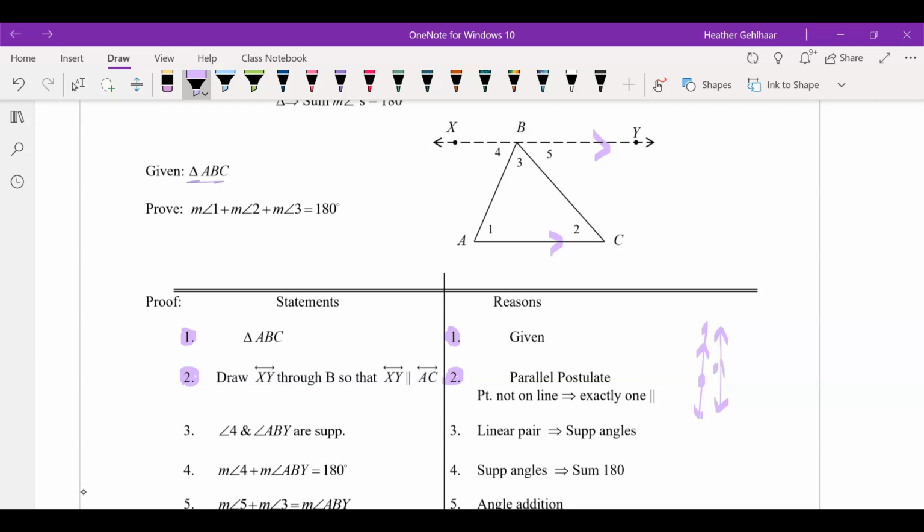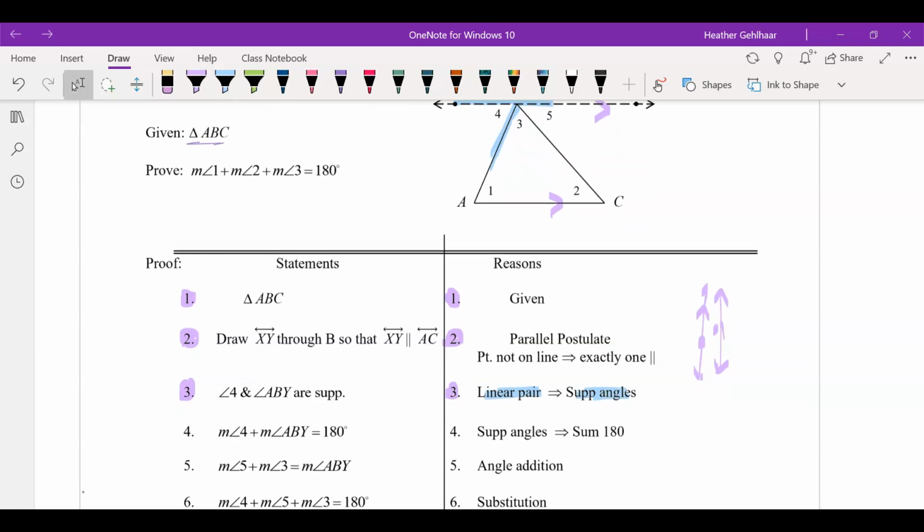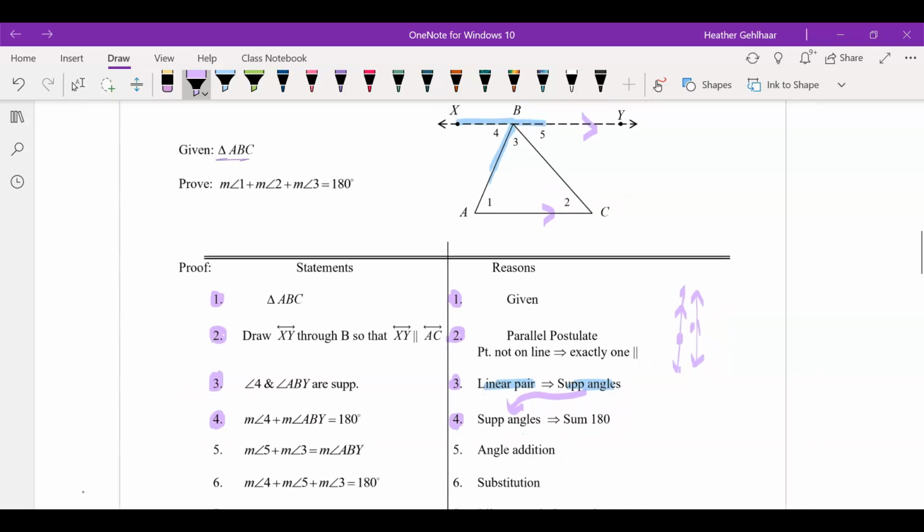Okay, so that's what that one's saying. Next, we have here angle 4 and angle ABY. Angle 4 and angle ABY are supplementary. So a linear pair implies supplementary angles, right? They're on the line. And then in the next step, the measure of angle 4 plus the measure of angle ABY equals 180. Of course, from here, the supplementary angle, bring that to the if statement. So if it's supplementary angles, the sum is 180 degrees.